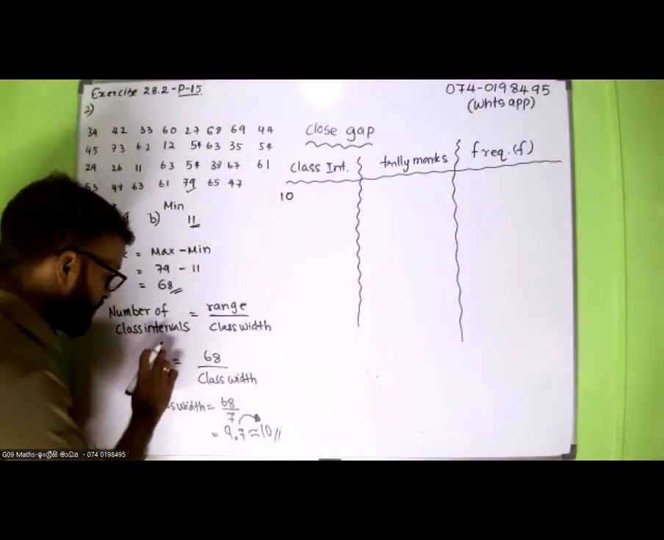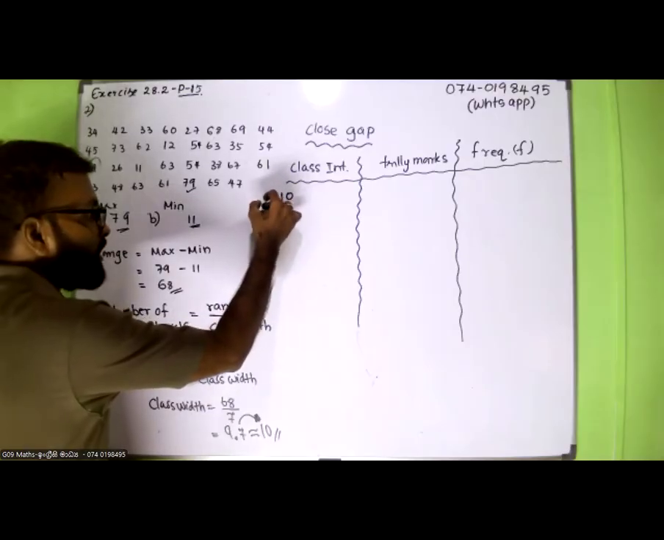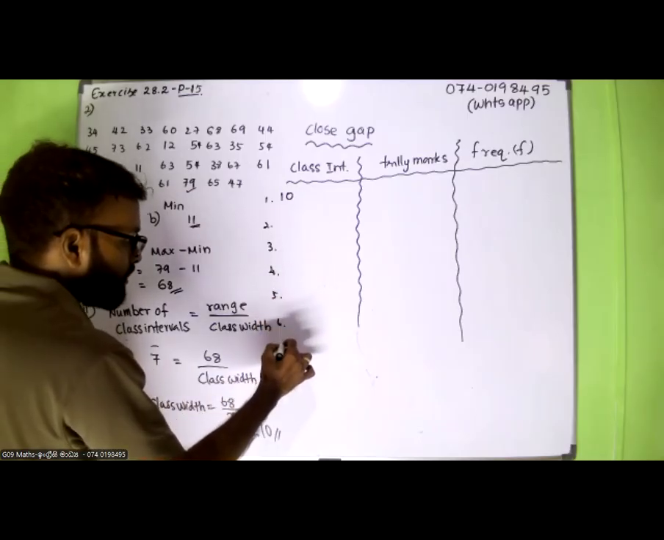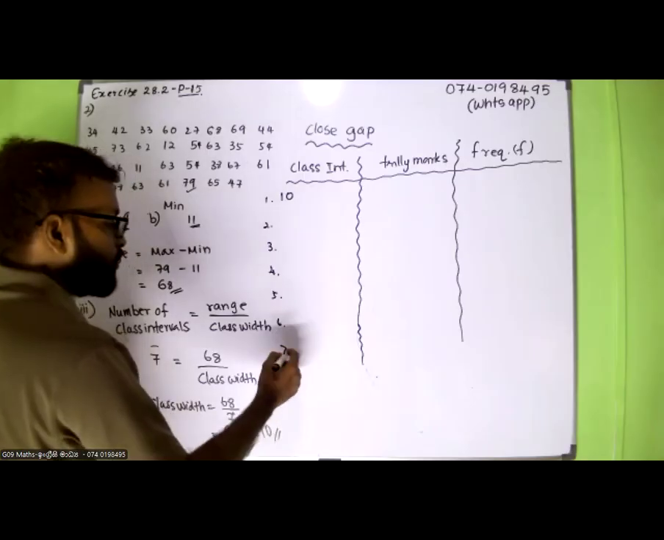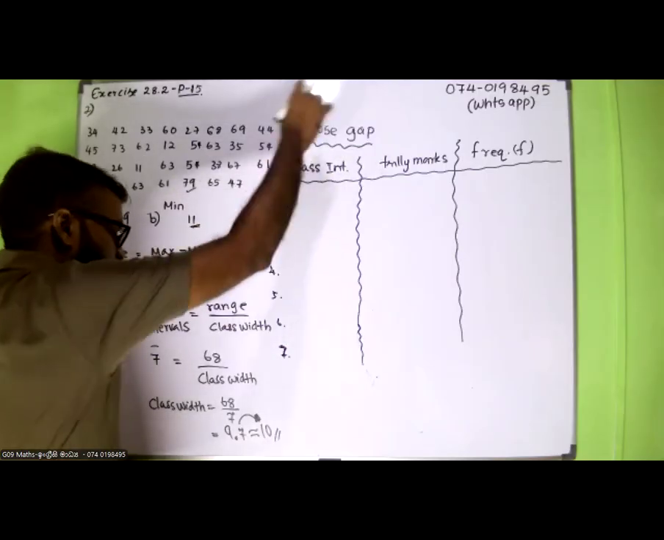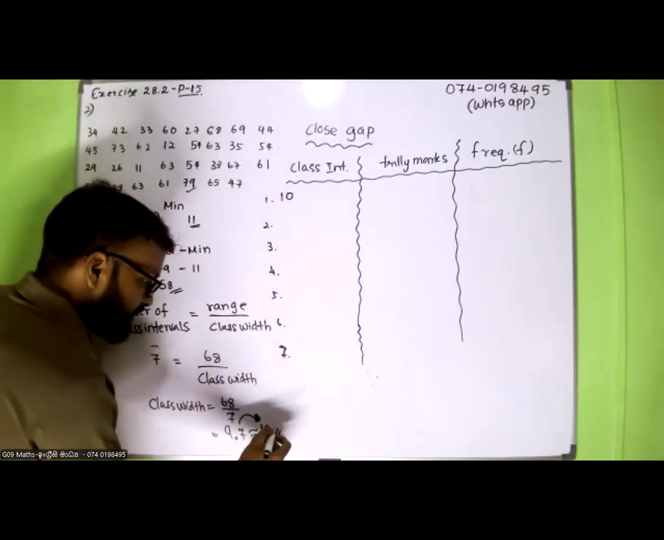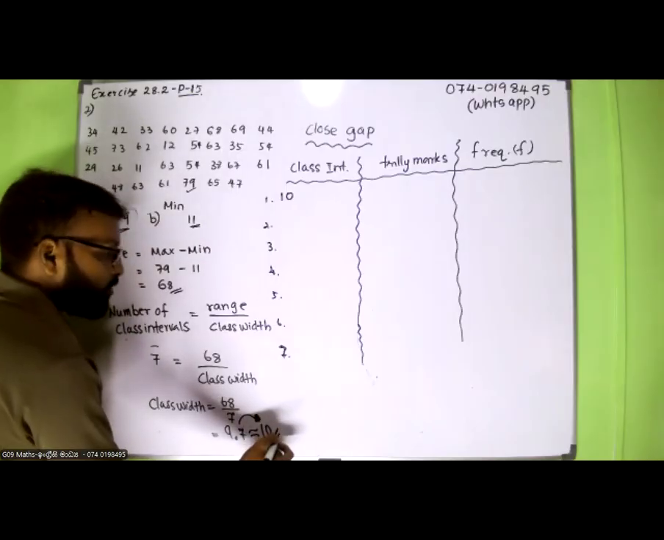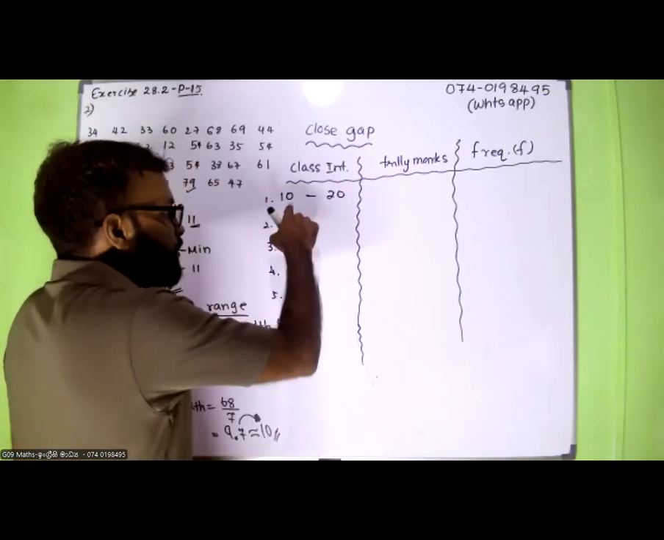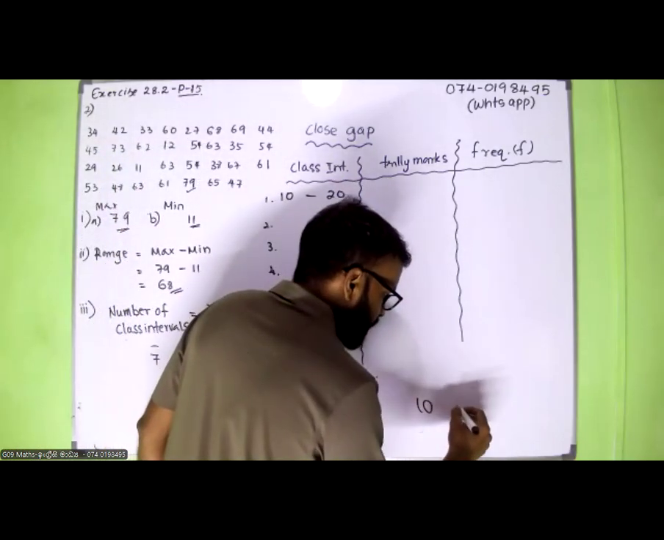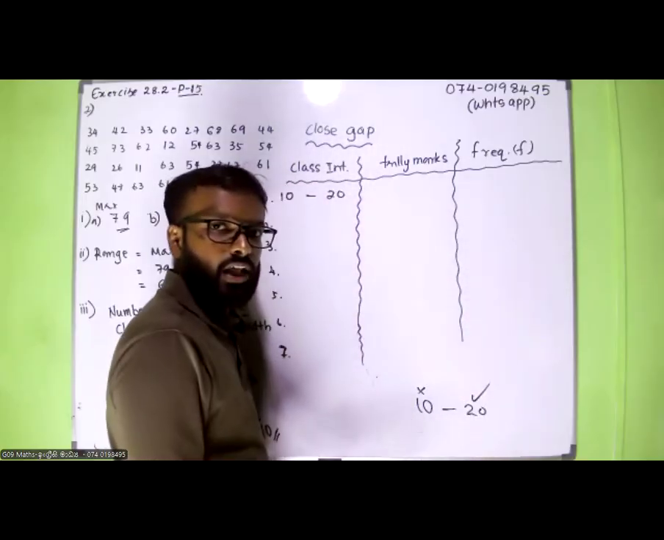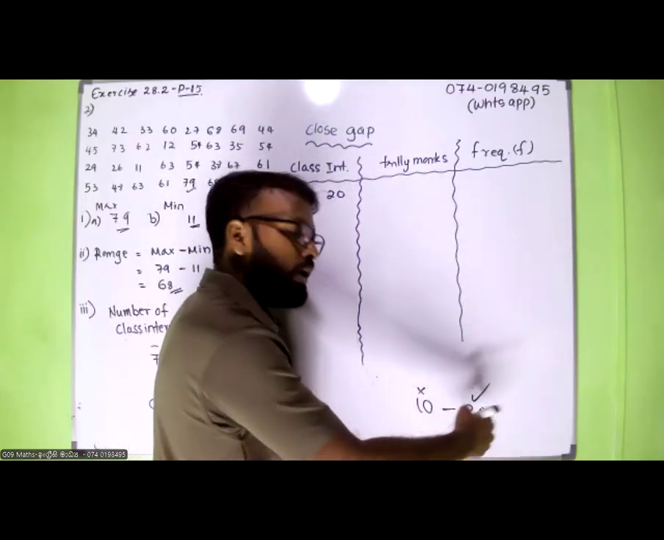So how many class intervals should be there? 7. Taking my pencil, I am going to mark 1, 2, 3, 4, 5, 6, 7. There are 7 class intervals altogether. Starting point of the first class interval is 10, this is the close gap, and the class width is 10. 10 plus 10, 20. The meaning of this class interval is 10 not included, 20 included.